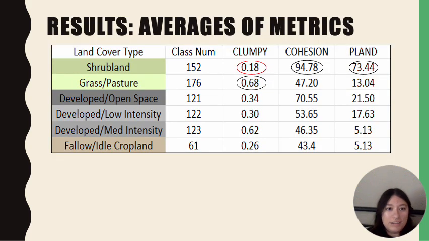For the results here, I took the averages of the class level metrics. So we can see there are 6 different land cover types here, which I'll get into more in the next slide. For CLUMPY, the connectivity metric, grassland and pasture had the most connectivity, whereas shrubland, interestingly enough, had the least connectivity. From those previous buffers, we can see that they're separated by grassland and pasture and also developed landscape. For cohesion, we have a lot of aggregation of shrubland, and for the percentage of the landscape, the highest percentage of the land cover was shrubland.